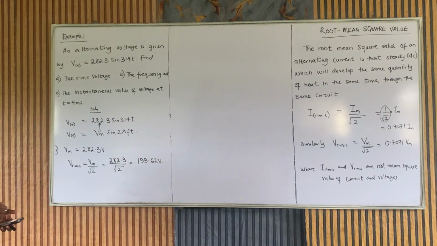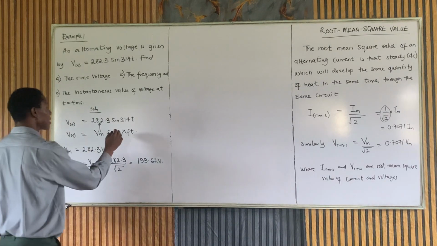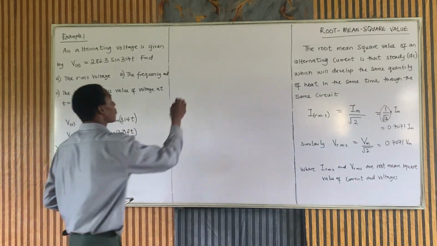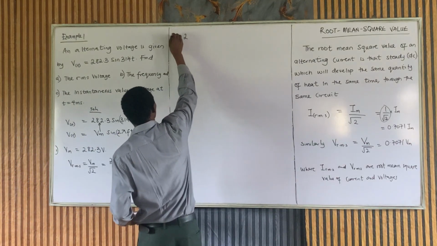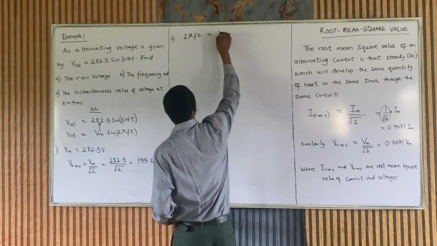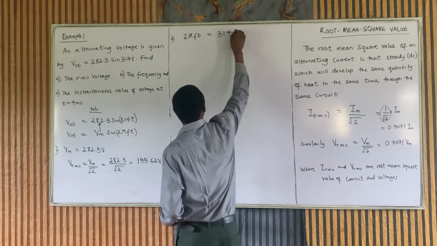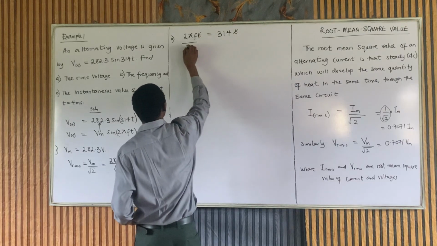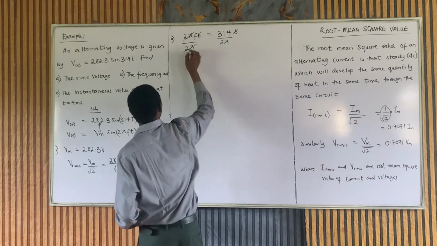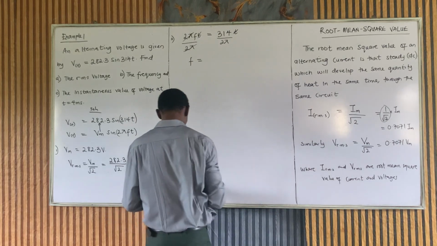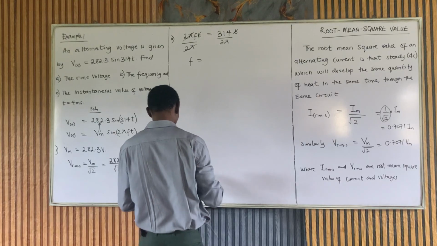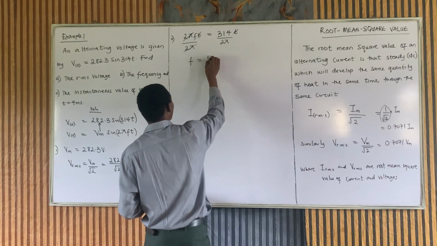The next we want to look for is the frequency. You can compare whatever is after the sine here to whatever is after the sine in the general equation. That will be 2 pi ft is equal to 314 T. T eliminates T. Dividing here by 2 pi and dividing here by 2 pi, the frequency is equal to 314 divided by 2 pi. That's approximately 50 Hz.